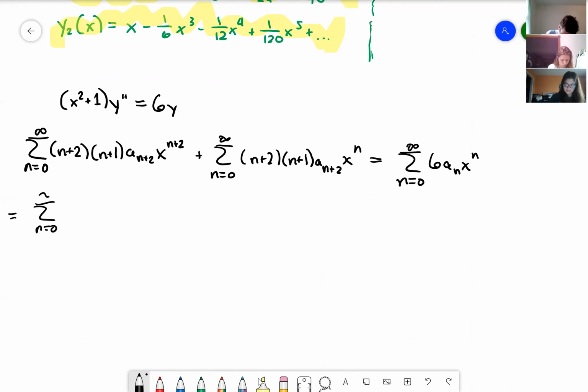Sum from n equals 0 to infinity, n plus 2, n plus 1, a_(n+2).